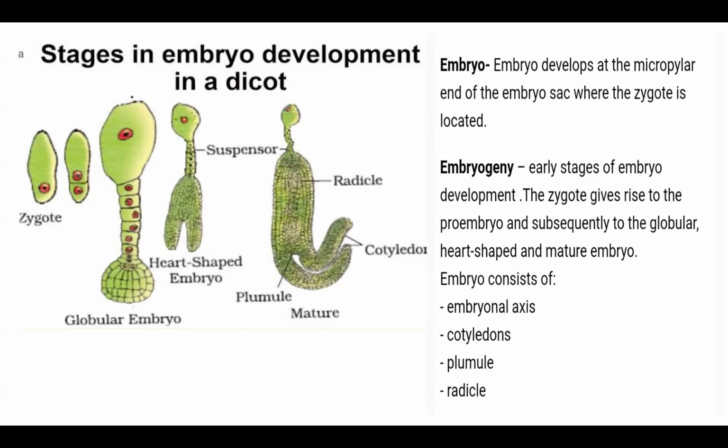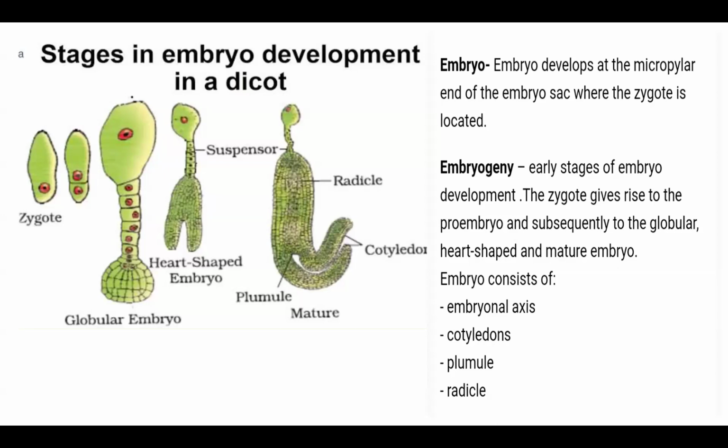From the zygote, it will go ahead with mitosis. So this gives rise to the proembryo that we have, the two-celled proembryo. Then after that, there is the formation of the globular embryo. A globular structure that is formed.